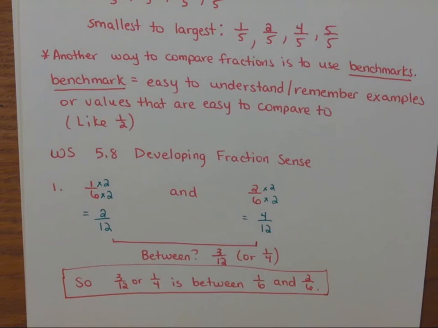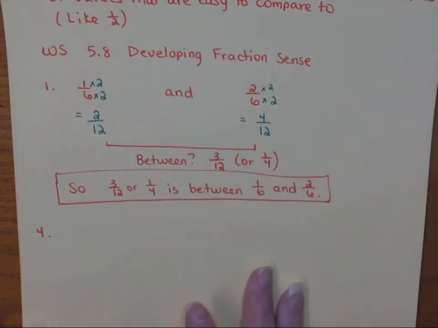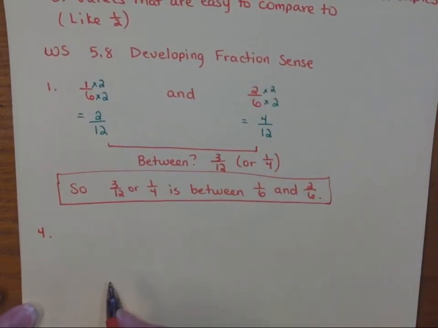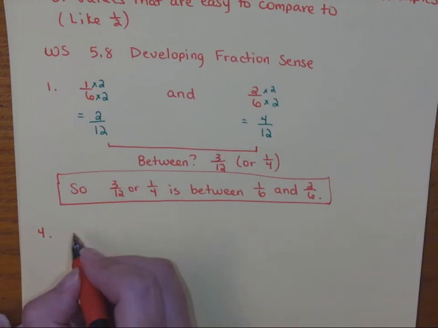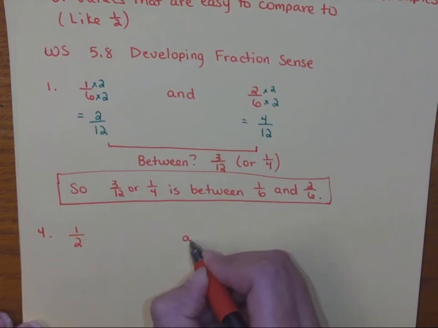Okay, so let's skip down to number 4 on the worksheet. Some of these are really similar, so I don't want to do a whole bunch of them. It says name a fraction that is greater than 1/2, but closer to 1/2 than 5/8. So we have a little bit more stipulations on what we're doing this time.